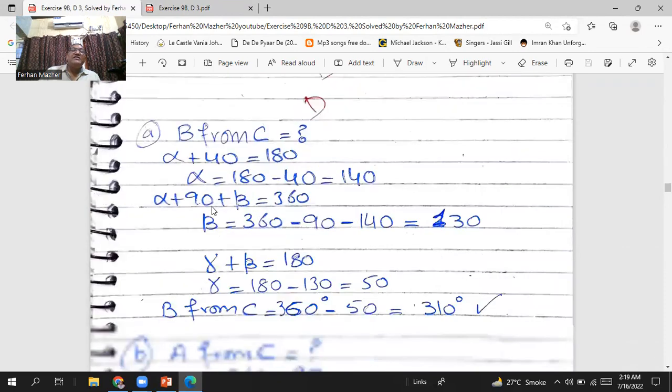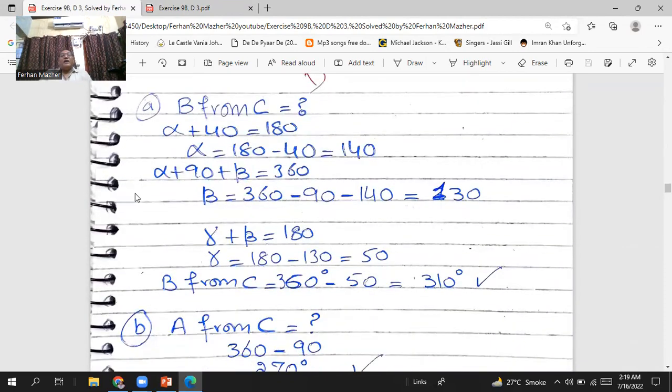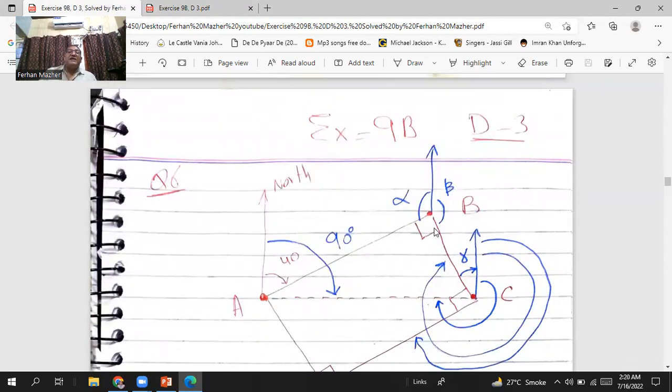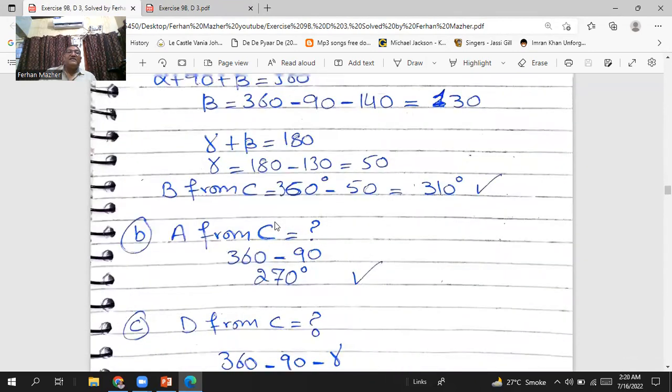And then the bearing will be 360 minus gamma. So for the B from the C, alpha plus 40 is equal to 180, because alpha and the 40 are allied angles to each other. If you have made that diagram, alpha will be equal to 180 minus 40, and that will be 140. Then from that diagram, I can tell you that alpha plus beta plus 90 will be equal to 360.